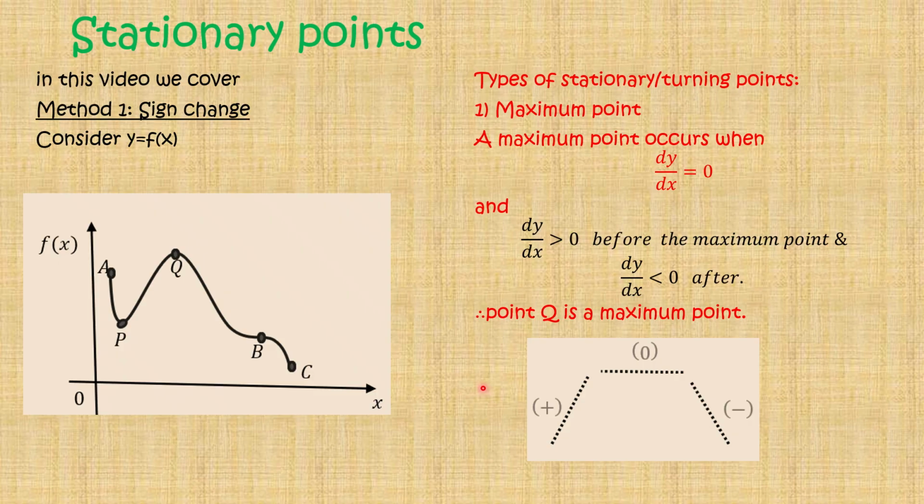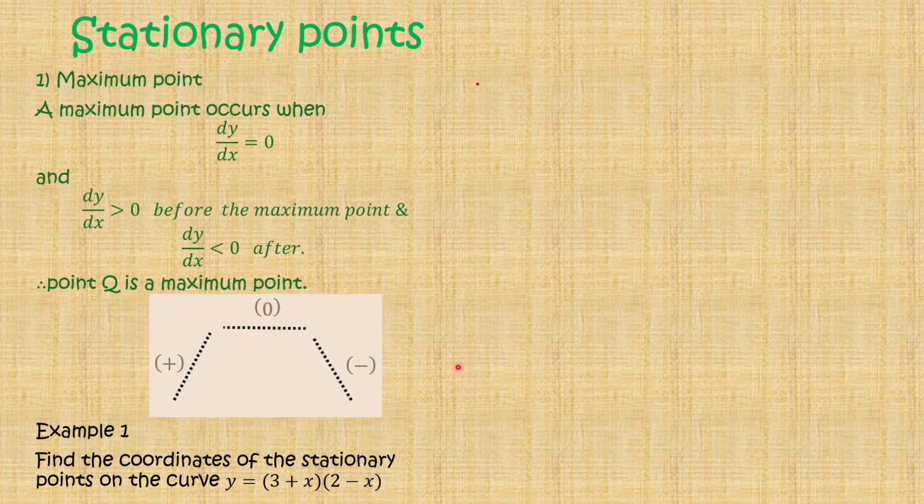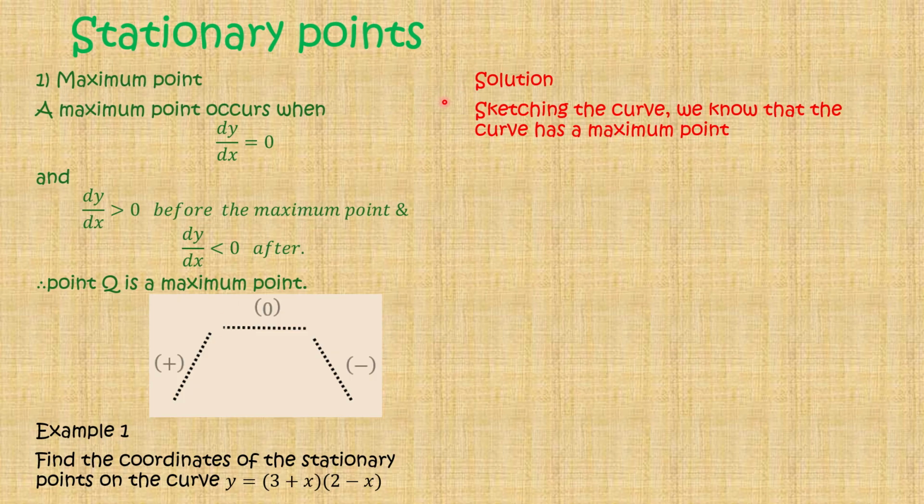Great. Let's have a look at an example written in black. Example 1. Find the coordinates of the stationary points on the curve y is equal to 3 plus x times 2 minus x. The solution. So the first thing that we can do here is start by sketching the curve.